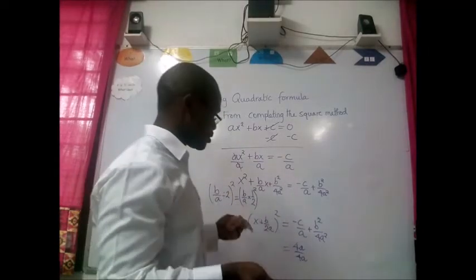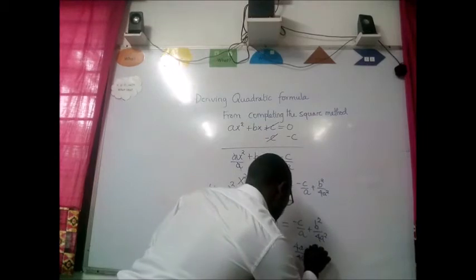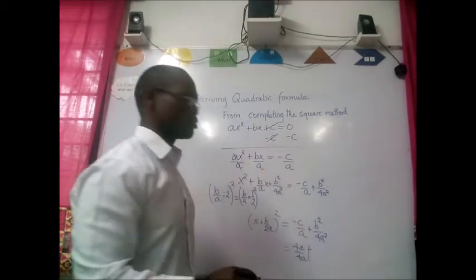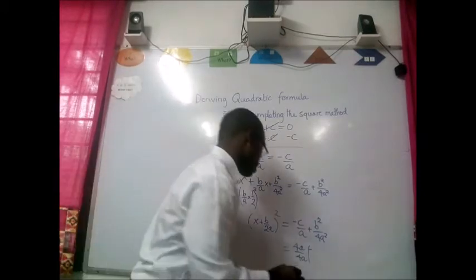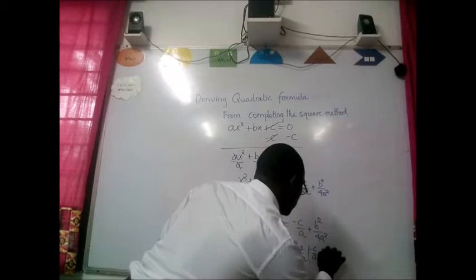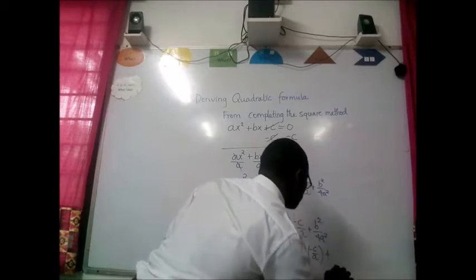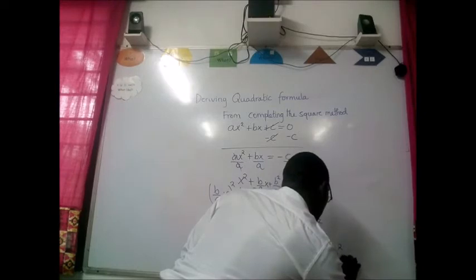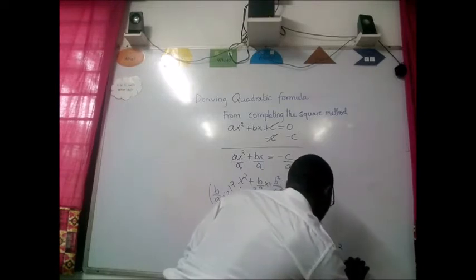So here it's like saying 4a over 4a, which practically is the same thing, it's 1, times, in order not to confuse, I use parentheses, I use the brackets. So I say bracket c over a plus b squared over 4a squared.